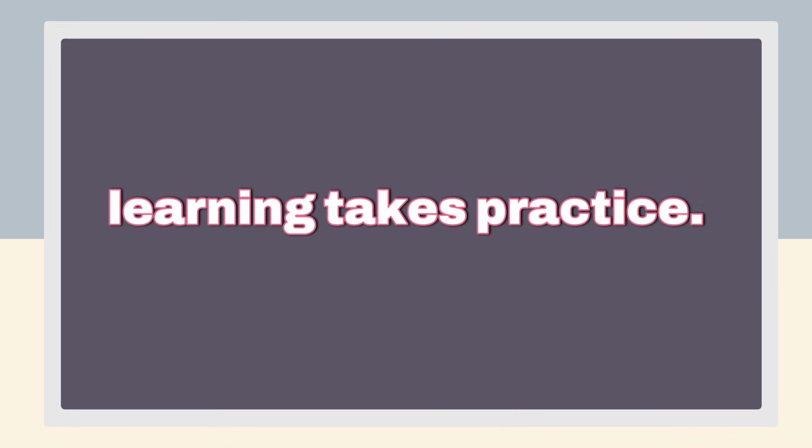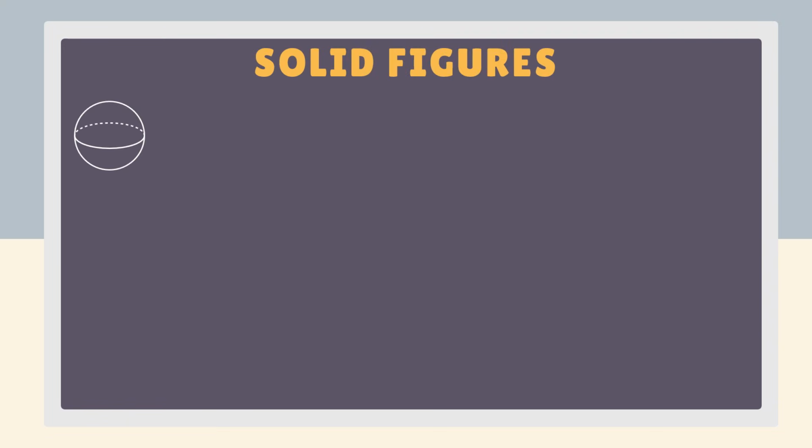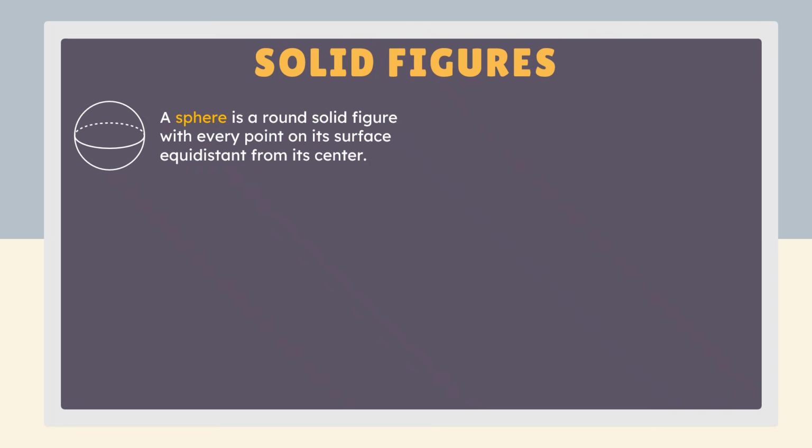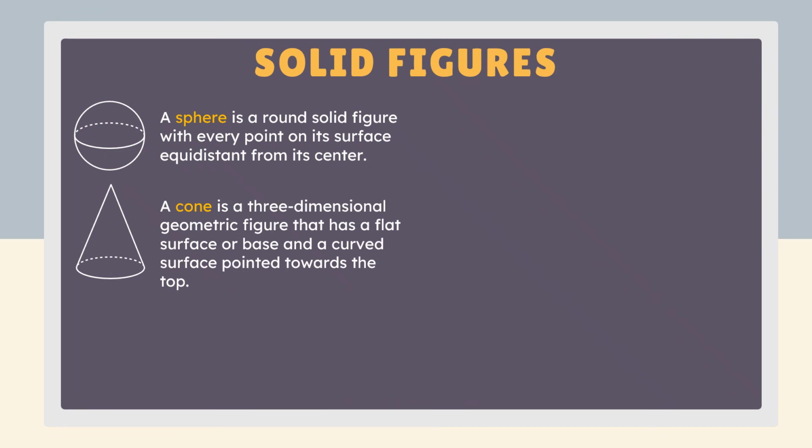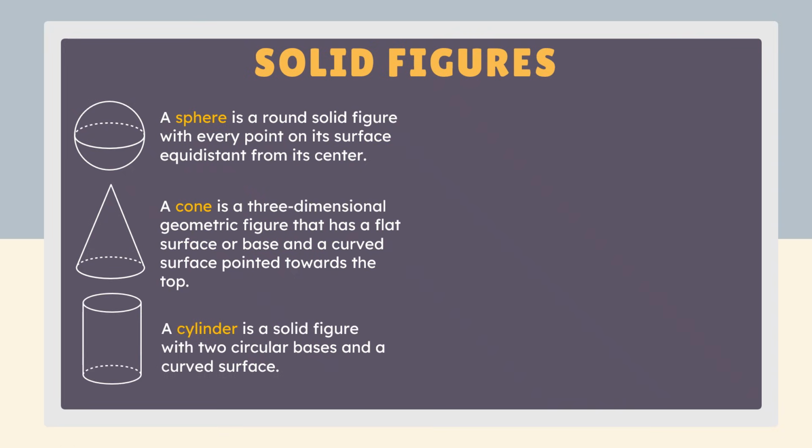Remember, learning takes practice. Now let's move on to a quick recap about solid figures to strengthen what you've learned. The first one is a sphere. A sphere is a round solid figure with every point on the surface equidistant from its center. Next is a cone. A cone is a three-dimensional geometric figure that has a flat surface or base and a curved surface pointed towards the top. Next is a cylinder. A cylinder is a solid figure with two circular bases and a curved surface.